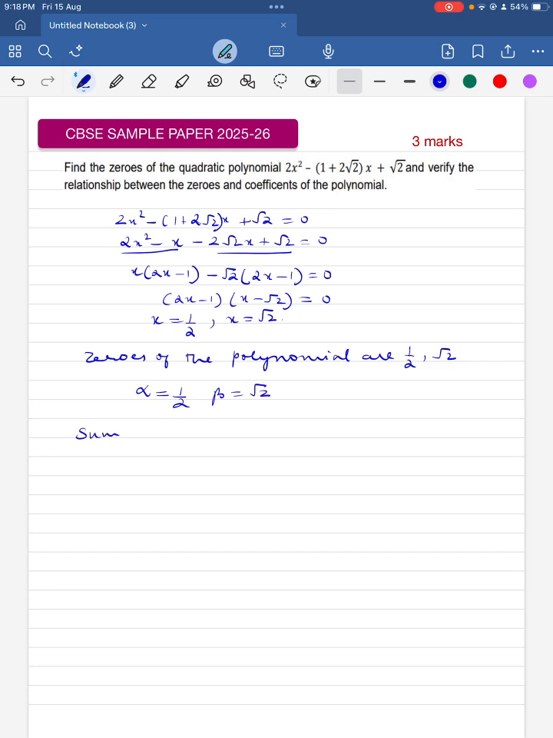Now the sum of zeros would be equal to alpha plus beta, which is equal to 1 by 2 plus root 2, or that's equal to (1 plus 2 root 2) by 2.